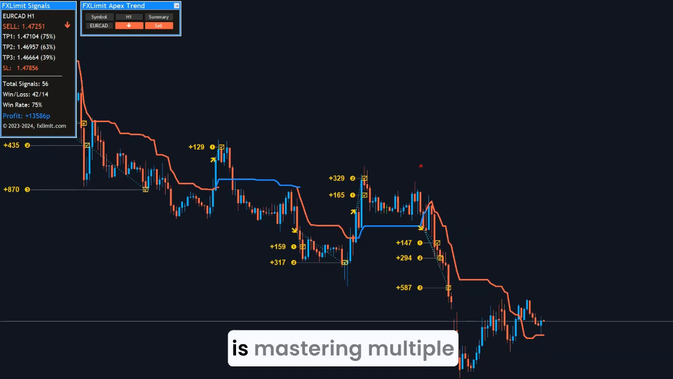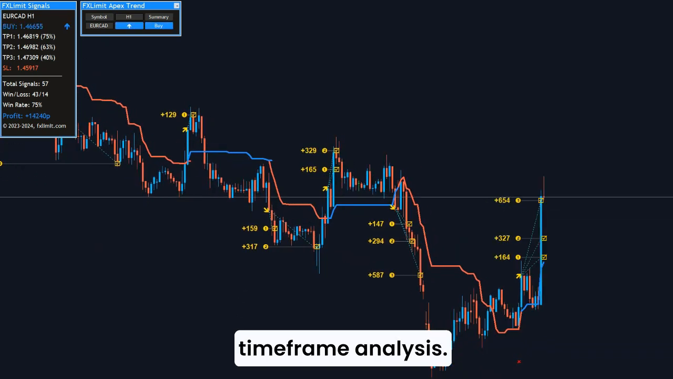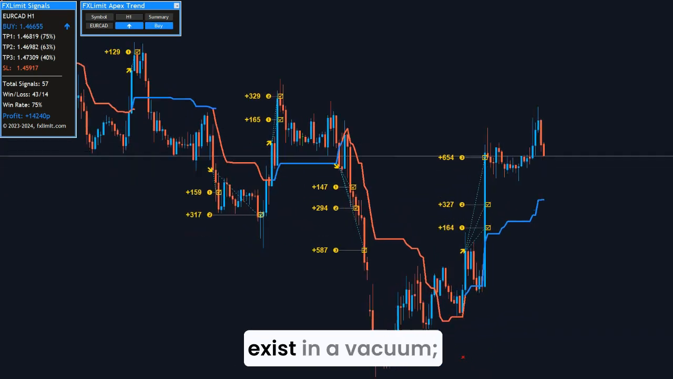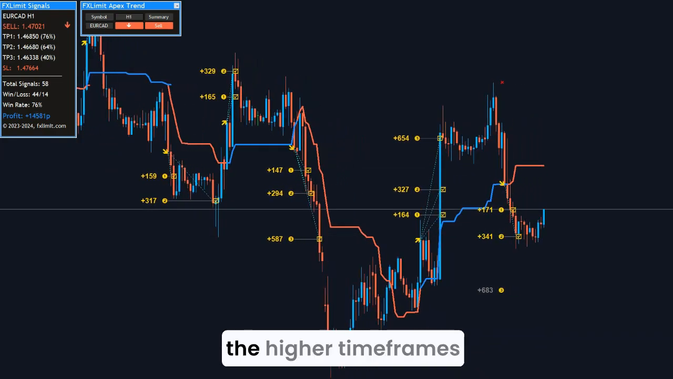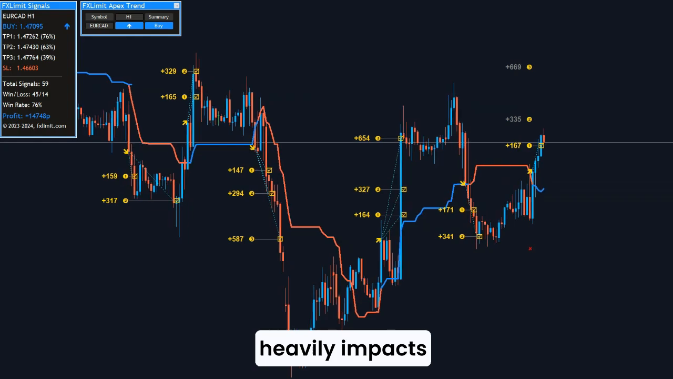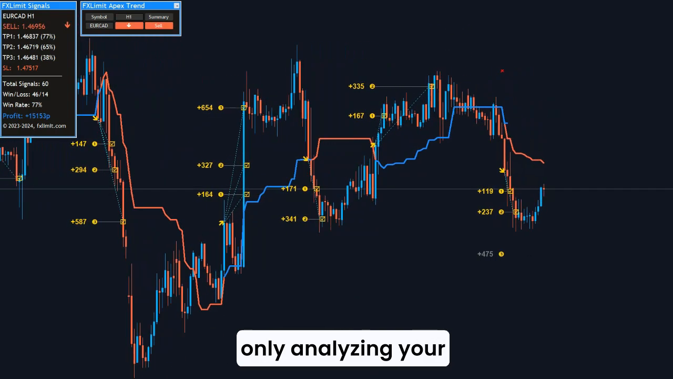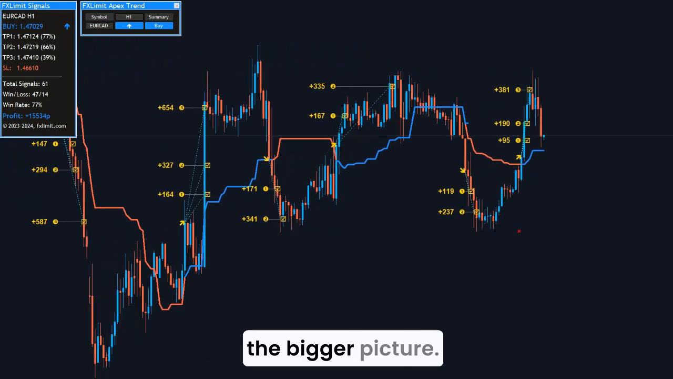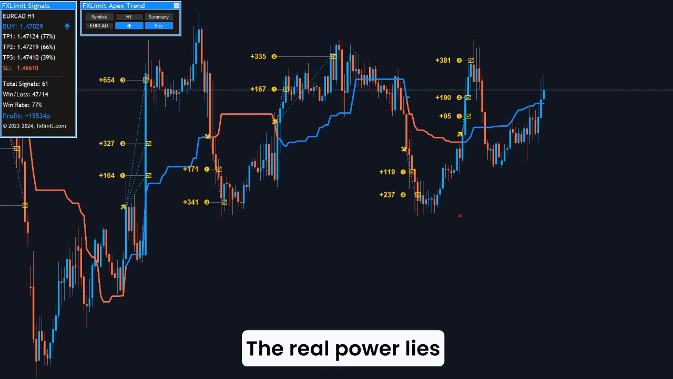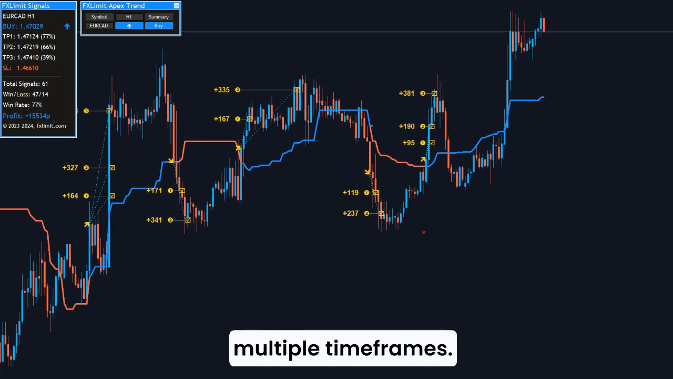Finally, number 5 is mastering multiple time-frame analysis. Price action doesn't exist in a vacuum. What's happening on the higher timeframes heavily impacts lower timeframes. A common mistake is only analyzing your entry timeframe without checking the bigger picture. The real power lies in aligning multiple timeframes.